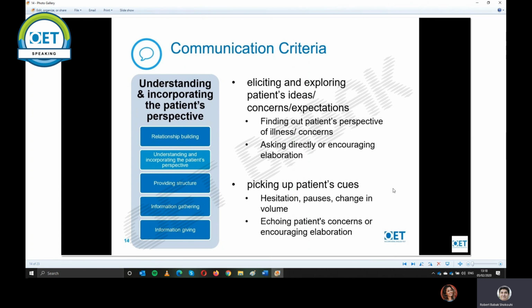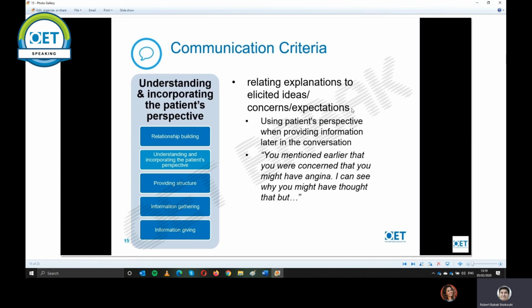Echoing patient's concerns or encouraging elaboration. When the patient is talking, you say, okay, all right, I see. The patient says, well, I've had chest pain for 3 days. Oh, 3 days, okay. Chest pain, 3 days. It means that you're listening. This is called echoing. Oh, your friend had a heart attack. So this means you're listening attentively.